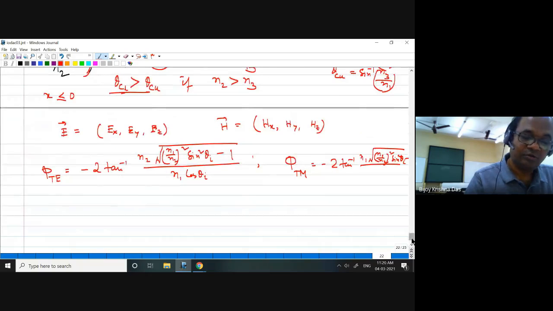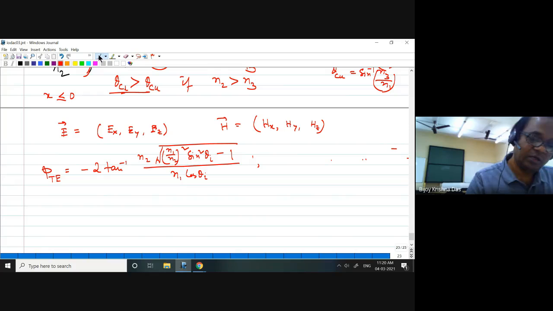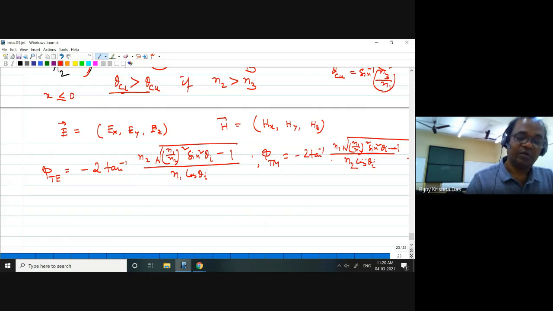Okay, so let me clean this. So I can write here phi TM equal to minus 2 times tan inverse n1 times the square root of (n1 by n2) square sine square theta I minus 1, divided by n2 cos theta I. So that is phi TM, right?